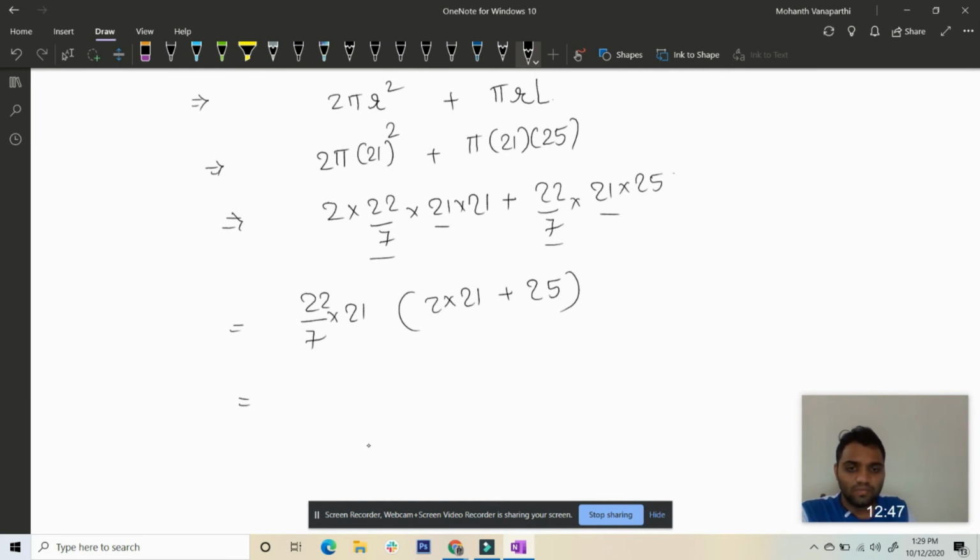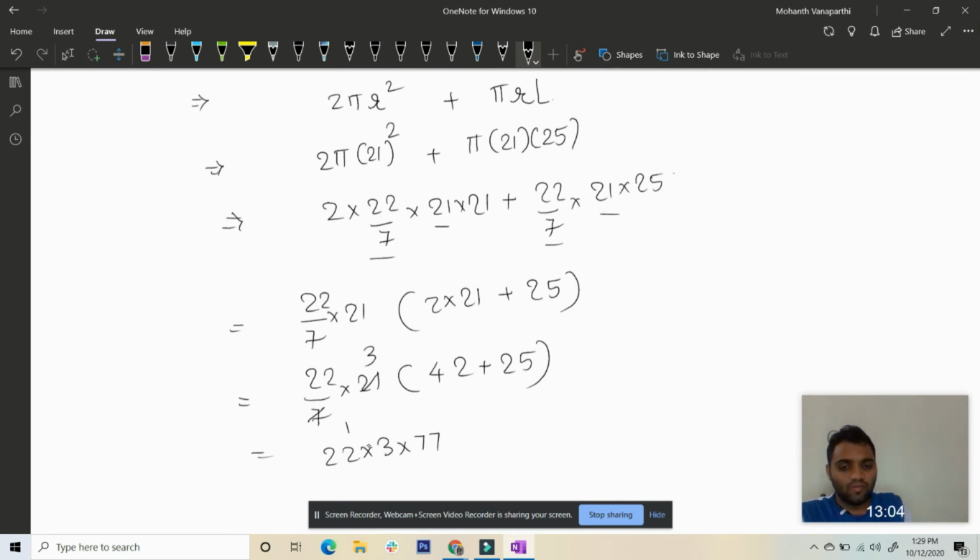Finally, 22 by 7 into 21, 7 threes are 21, and this is 42 plus 35, nothing but 77. 22 into 3 into 77, which is equal to 5082 centimeters square. So finally, hence the total surface area of the given toy is 5082 centimeters square. I hope this answers your question. Thank you. Let's crack it.